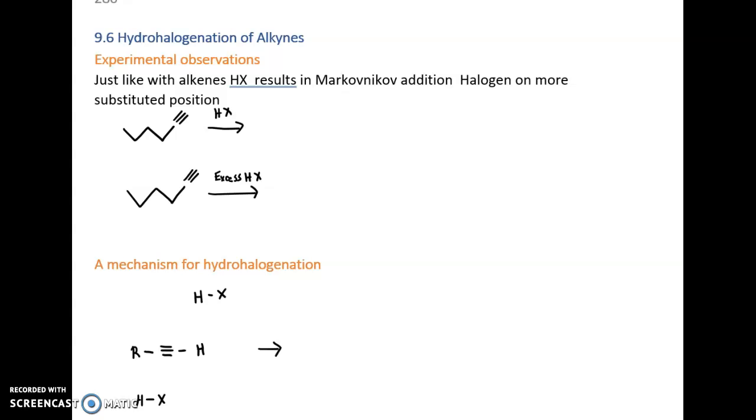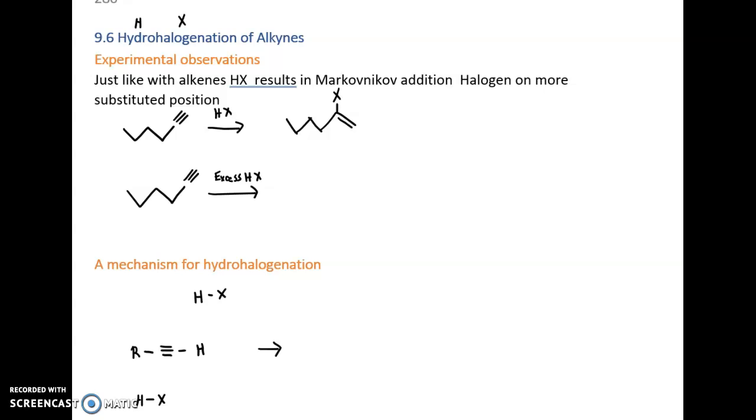Hydrohalogenation of alkynes. Now you'll remember that with the hydrohalogenation, you're adding a hydrogen on one side and a halogen on the other. Our experimental observations are that if we have one equivalent of our hydrogen halide, we get one halogen added and the double bond is preserved.